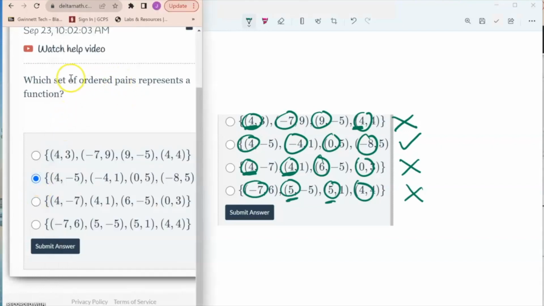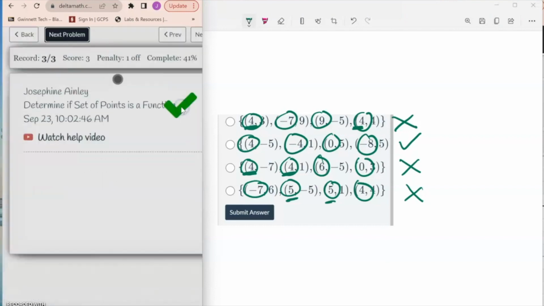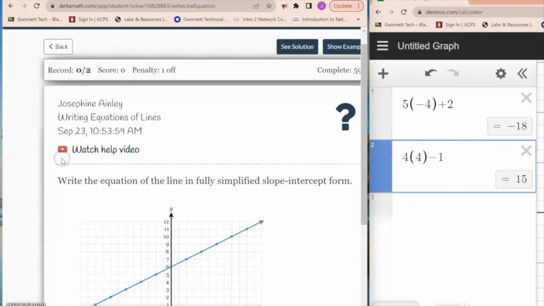So be careful as to what the question's asking, because it can ask, is it a function? Is it not a function? So be careful. Writing equations of lines. Okay, so writing equations of lines.